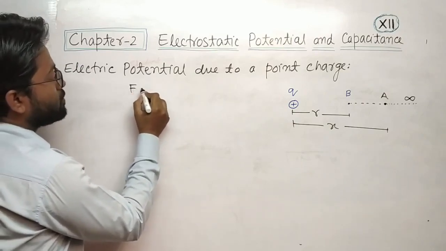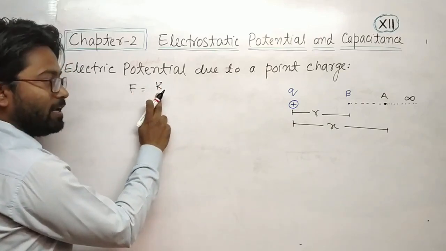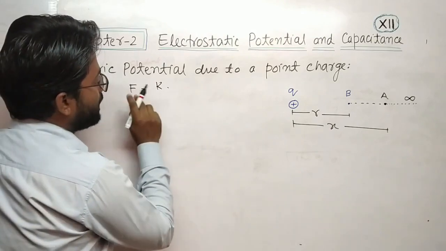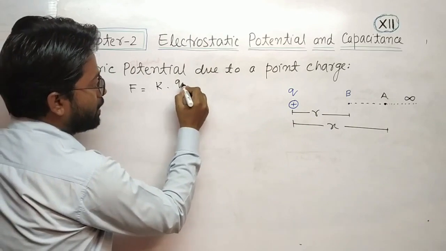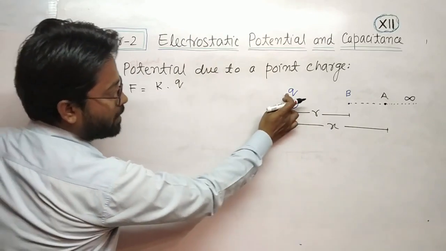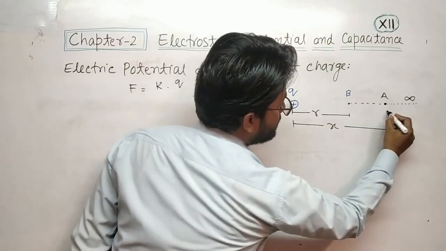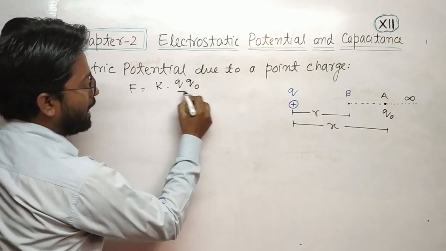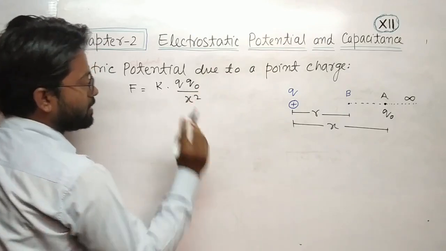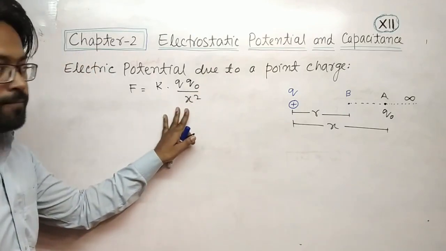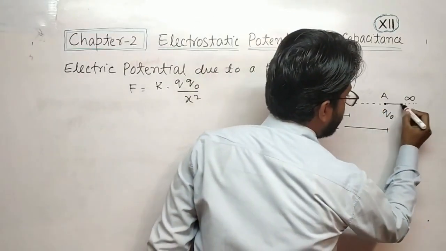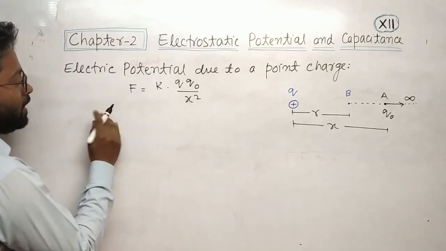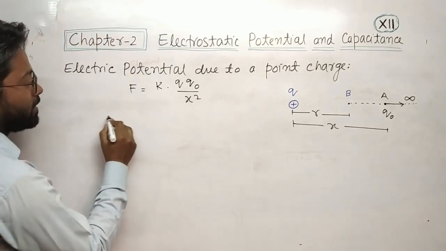The force will be equal to K, where K is 1 by 4 pi epsilon naught, times Q1 and Q2. This charge is Q naught, that means the test charge. So the force is K Q Q naught upon x square. This is the electrostatic force in this direction. We need to calculate the work done.